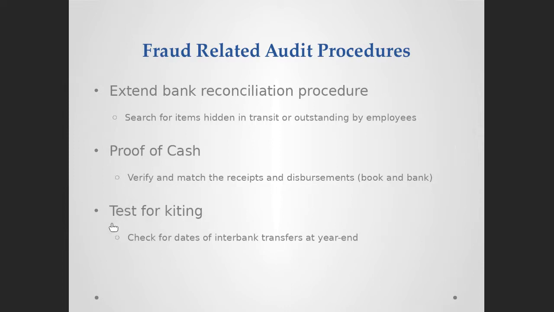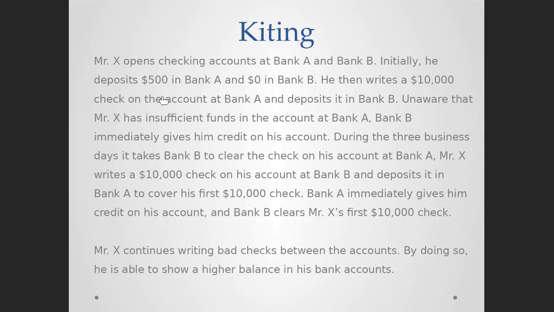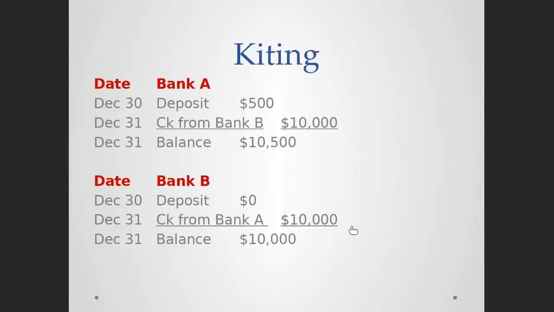The last thing we have is test for kiting, and this is a particular type of fraud. I have never seen it myself in real life, but this is something that is possible, and I'm going to explain this to you. It requires a little bit of attention, so try to understand what this is. Kiting is described in words here, and you can read this. I'm going to explain it to you with a simpler diagram, and give you the description verbally.